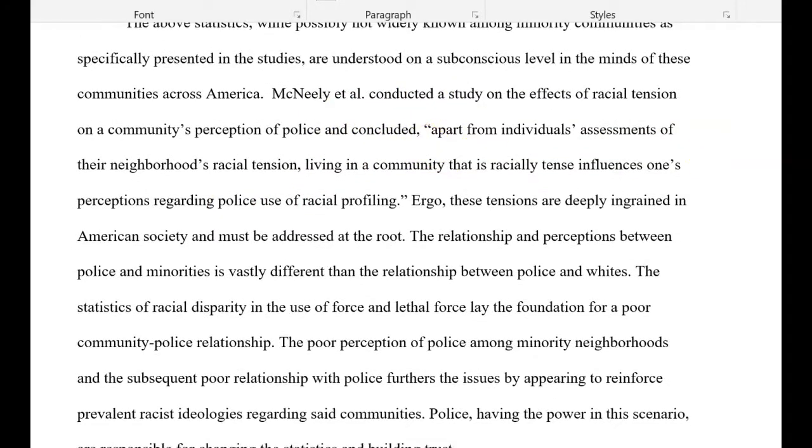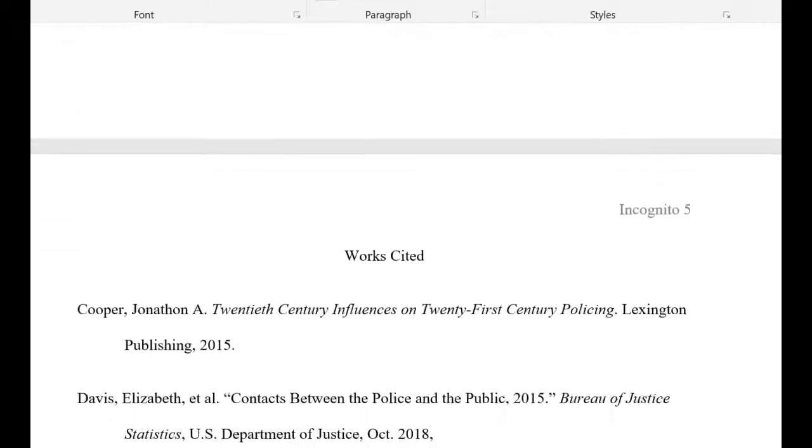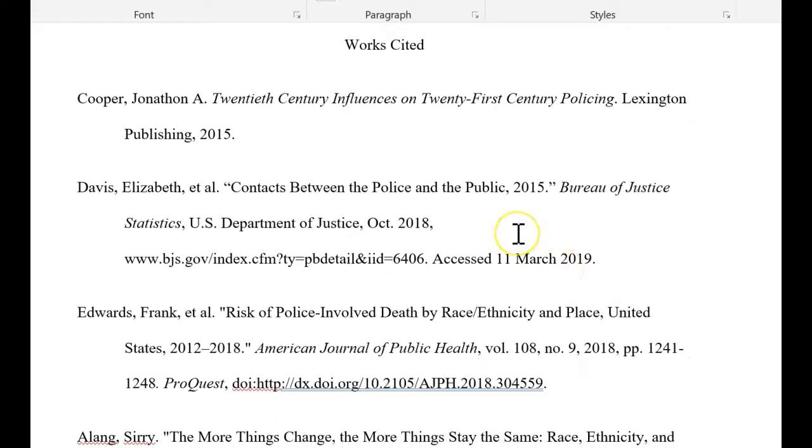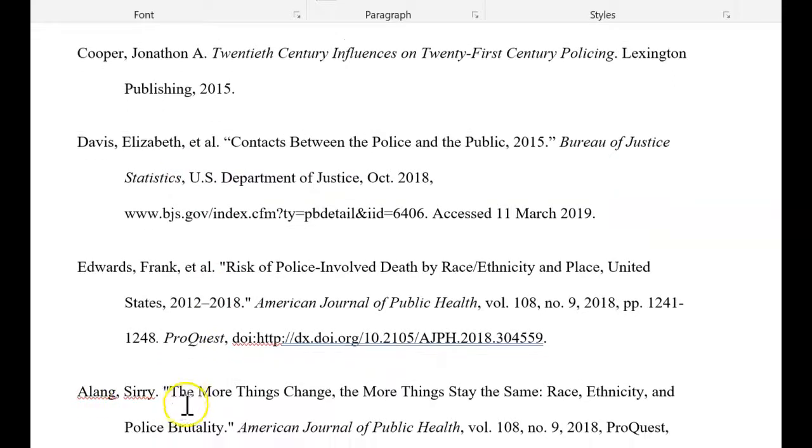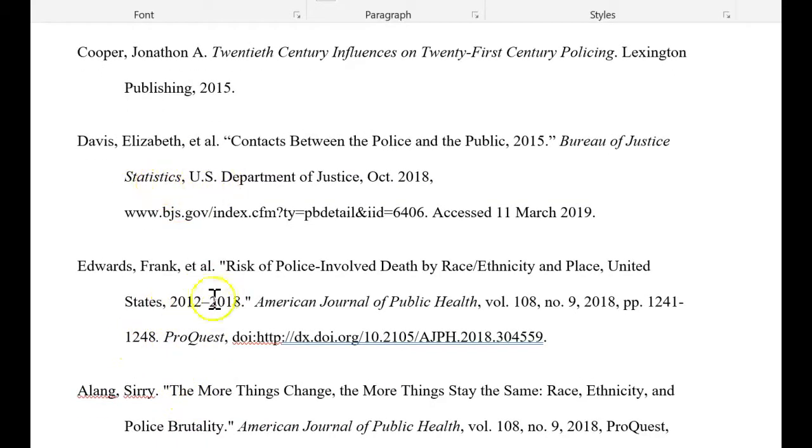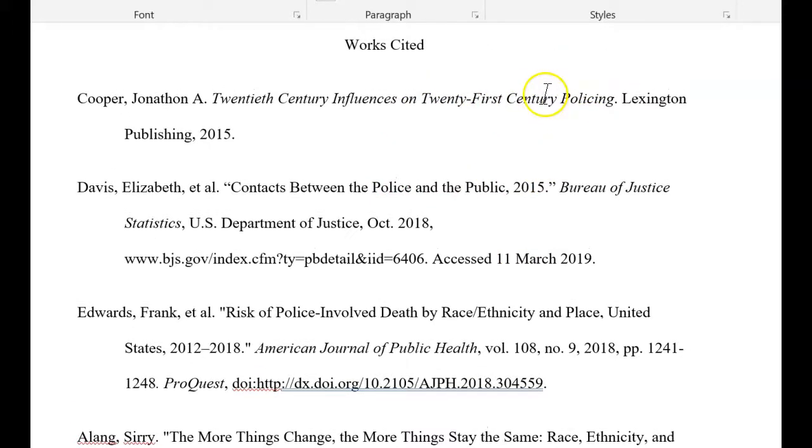Still, it's your responsibility to make sure that every source cited on the works cited page is included in the paper, and vice versa. In fact, one of the things I did was use the search function. Find Cooper, Davis, Edwards, they all show up in the text of the paper. Alang only shows up on the works cited page. McNeely only showed up in the paper, not on the works cited page. So be sure that you, like I said, double, triple check that all the sources on your works cited page are actually included in your paper. And that's the danger of just pasting in your working bibliography as your works cited page. They're very rarely identical. You're not going to use all the sources you find in that working bibliography.